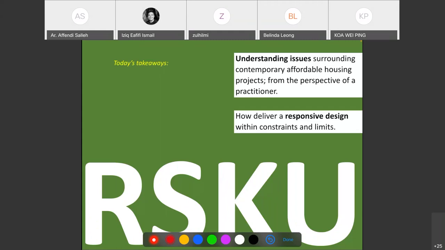Upon completing 30 minutes of listening to me, what I'm aiming for as today's takeaway is two parts of your objective. Number one, you'll be able to understand the issues surrounding contemporary affordable housing projects in Malaysia from the perspective of a practitioner, an architect like myself practicing, designing affordable homes. And the second part of the objective is how to deliver a responsive design within constraints and limits.